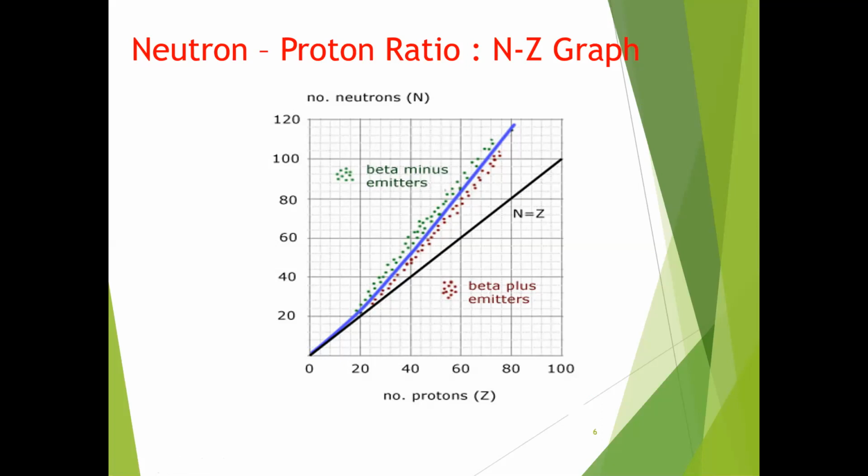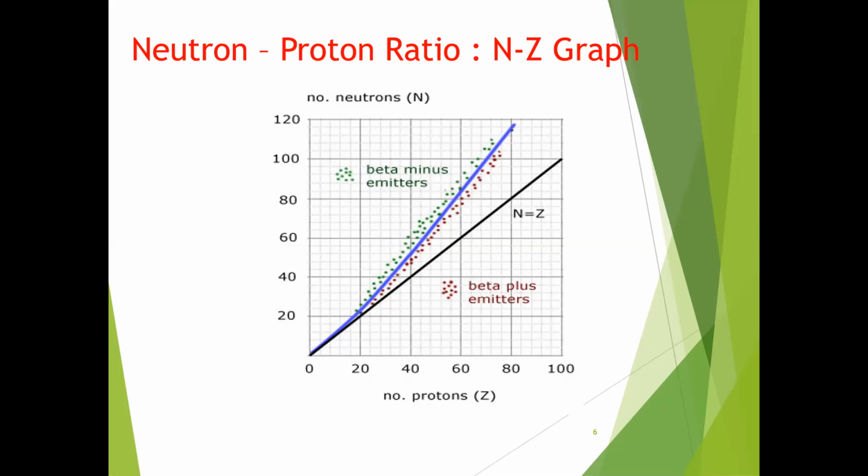If you see some highlights from this NZ graph, we can say, number 1, for light isotopes up to Z equal to 20, the stable nuclei have an equal number of protons and neutrons. Point number 2, for heavier nuclei to be stable, they need to have more neutrons than protons. And number 3, nuclei which are unstable lie on either side of the stable line.